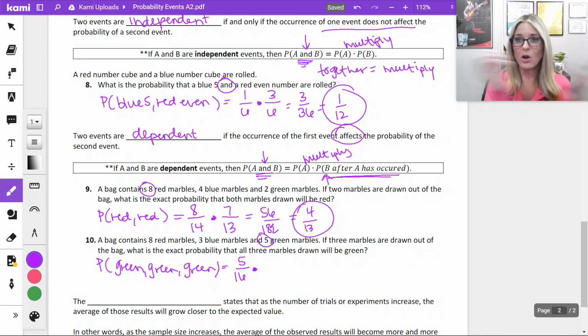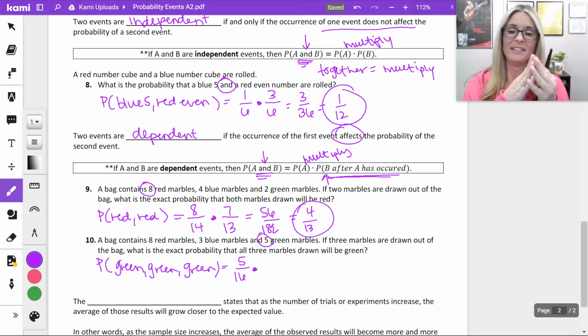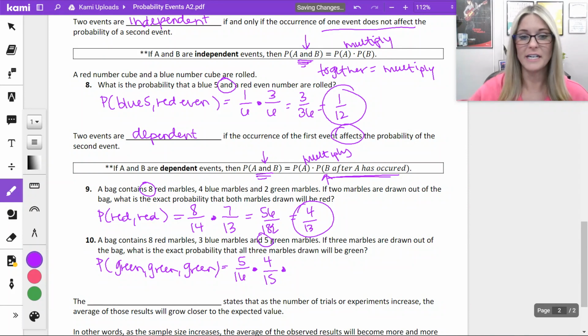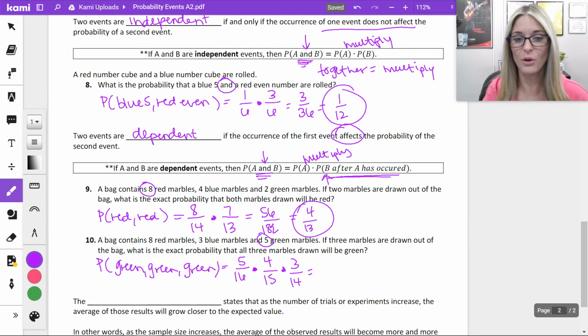We want these all to happen together. Okay, so multiplying. I already took a green out. There's only 4 green left and only 15 total marbles left in the bag. Go for a third green. There's only 3 greens left and only 14 total marbles left.